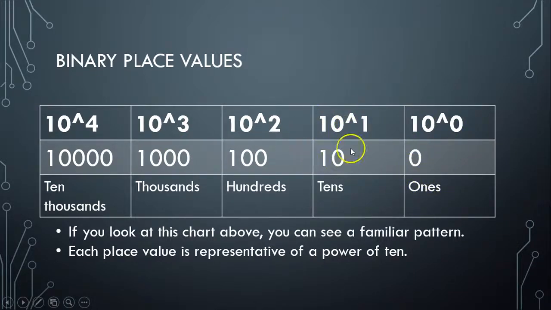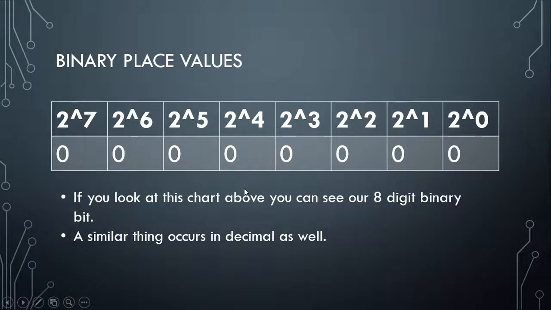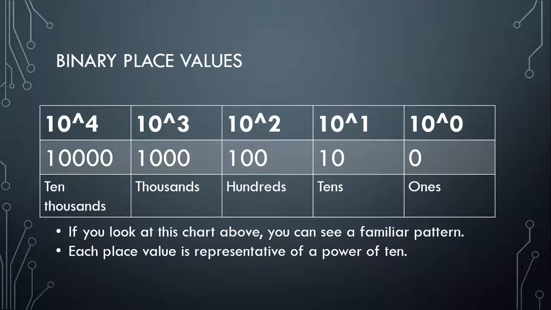10 to the power of 1 is 10, it's the tens place. 10 to the second, 100, is the hundreds place. 10 to the third, 1000, the thousands place. This is something we're very familiar with. This, not so much. But don't worry about this chart because we're actually going to do something that's going to help us with this. This is something that we're very familiar with.